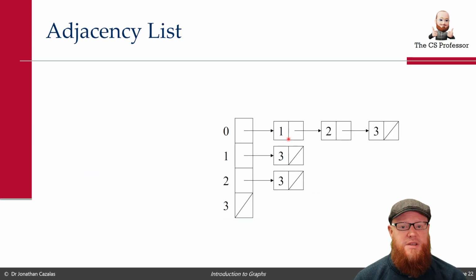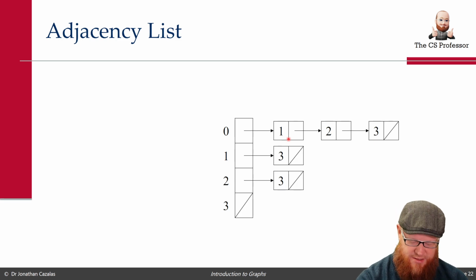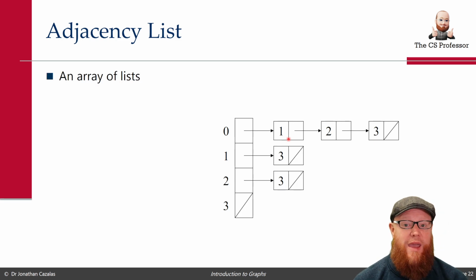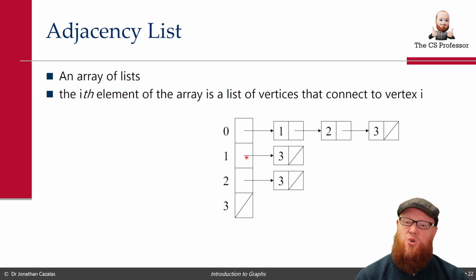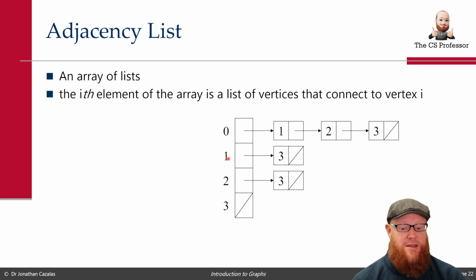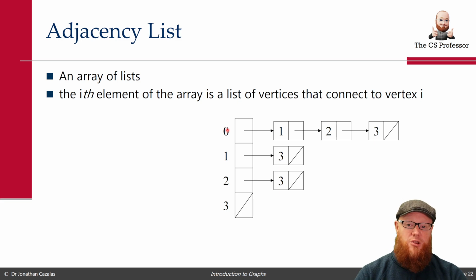The other type of representation is called an adjacency list. This is really just an array of lists. From a Java perspective, you could say an array of linked lists. The ith element of this array, so here's the array right here, the ith element of this array is really just a linked list that shows the vertices that index i is connected to. So here, without even looking at the graph, because it's a graph representation, we know that vertex 0 connects to vertex 1, 2, and 3.